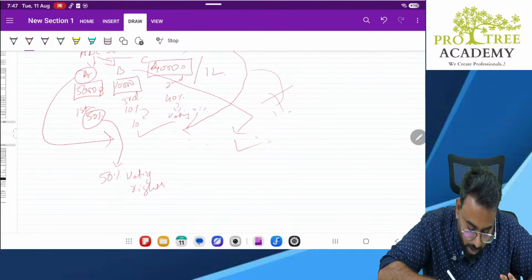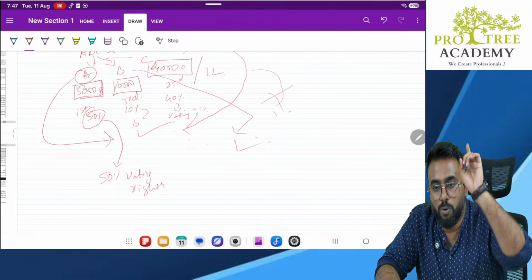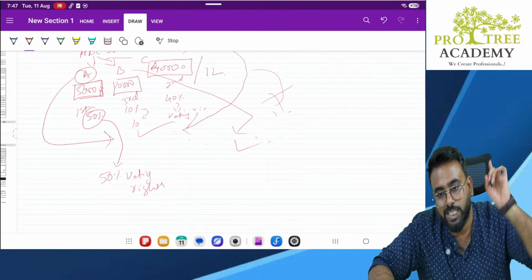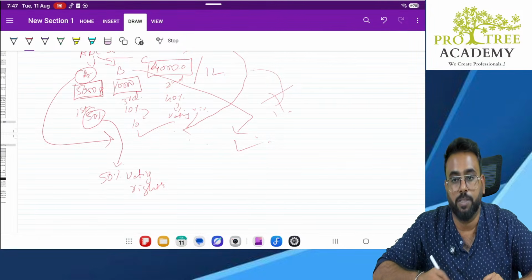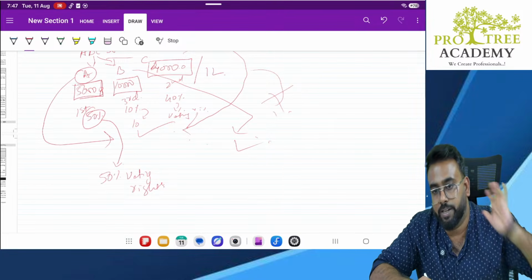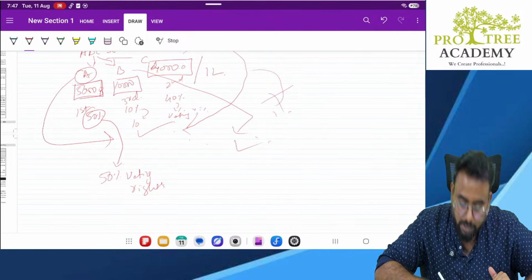In other words, whatever shares you hold, each share is a voting right. Each share you are holding will give you a voting right. How many shares am I holding? 50%. So you have 50% voting rights. This fellow has 10% voting rights. This fellow has 40% voting rights.